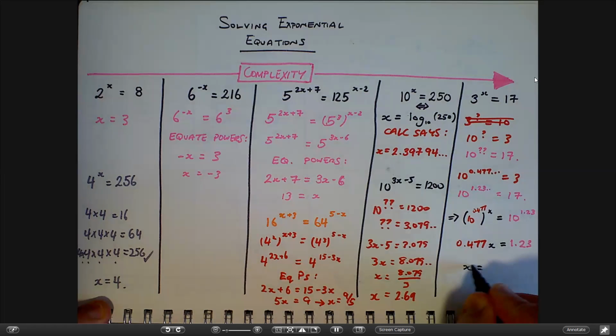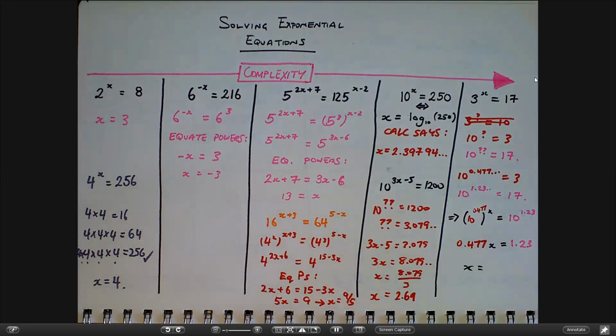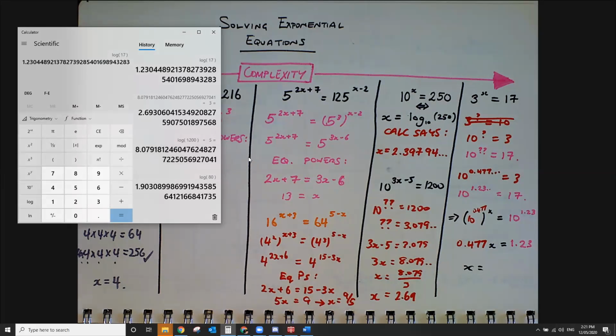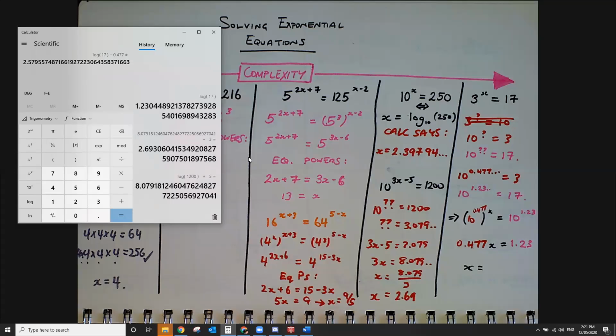And we are finally going to be done, except I can't do that in my head, so I'm going to whip out the scientific calculator. So we're going to divide that by 0.477, and we get 2.58.